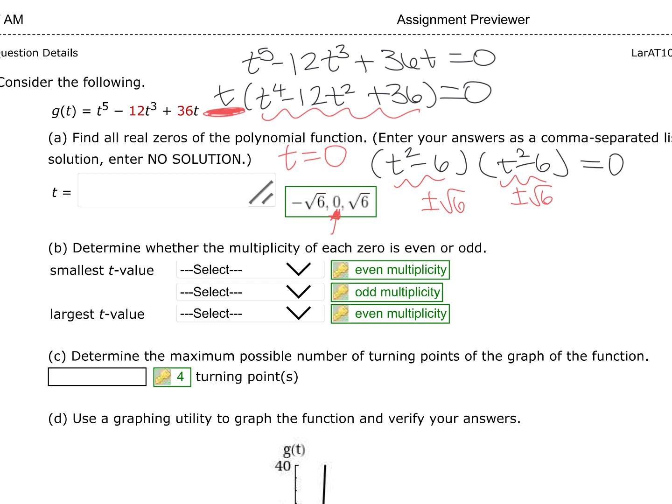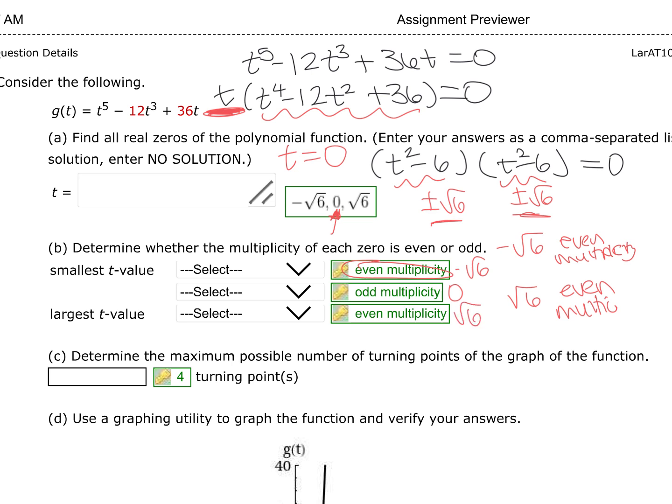Okay, this is very interesting because this means negative square root of 6 would be considered an even multiplicity, basically a multiplicity of 2. And then positive square root of 6, because we have it twice, would also be considered an even multiplicity of 2. All right, so that's how I end up with even for the smallest value, which is negative square root of 6, odd for 0, and then even for the square root of 6. Okay, so that's kind of crazy.